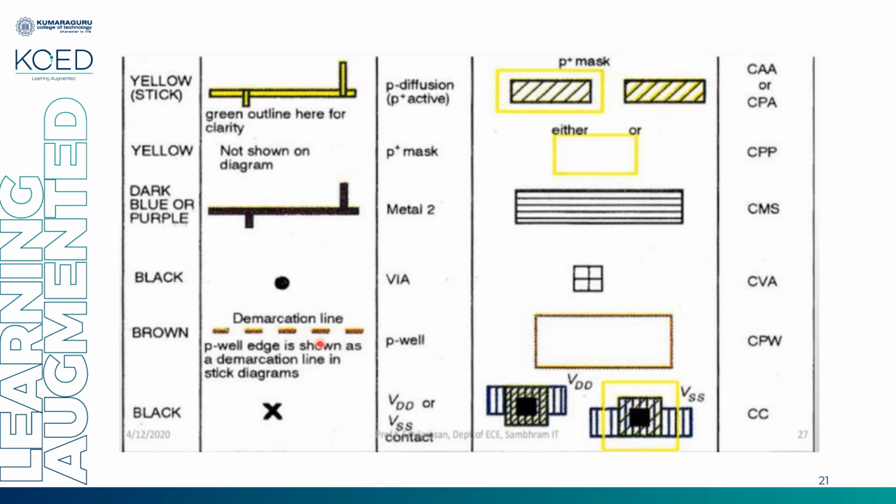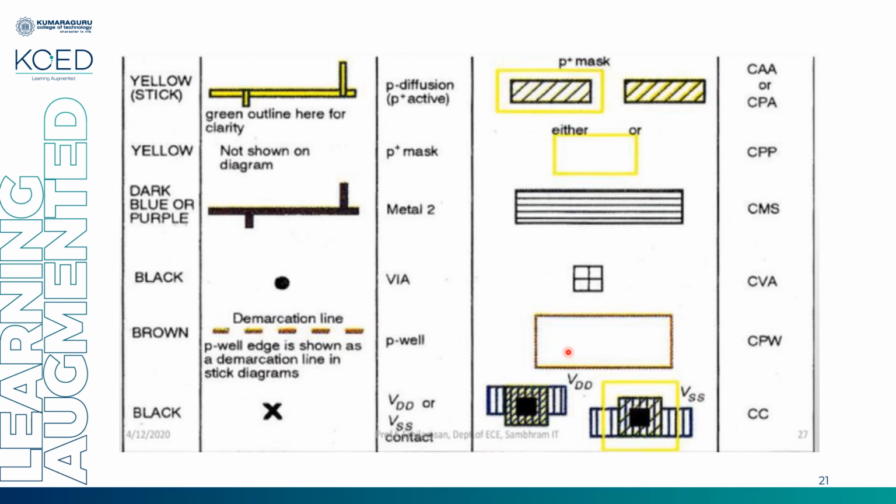In the stick diagram, the demarcation line provides isolation. How will we do this in the layout? You have seen in CMOS fabrication that you can go for two techniques, P well as well as N well. P well means you take an N type substrate and fabricate a P well in it. Inside the P well you fabricate N mask, and in the N type substrate you fabricate P mask. In this manner you isolate N mask and P mask.